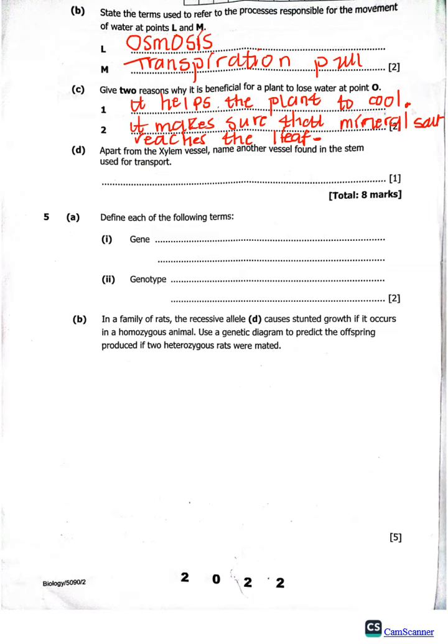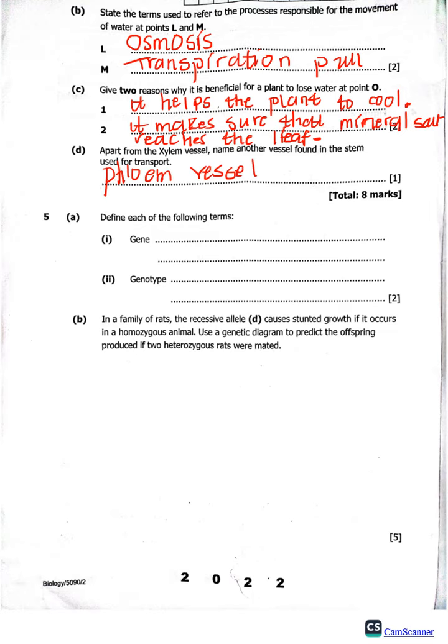Now for question D, apart from the xylem vessel, name another vessel found in the stem used for transport. So apart from the xylem vessel, we have the phloem vessel. Phloem vessel is used for transporting manufactured food from the leaves to all parts of the plant, while xylem vessel is used for transporting mineral salts and water from the soil to the leaves for the process of photosynthesis.